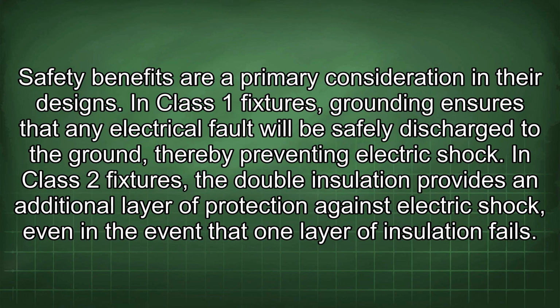Safety benefits are a primary consideration in their designs. In Class 1 fixtures, grounding ensures that any electrical fault will be safely discharged to the ground, thereby preventing electric shock. In Class 2 fixtures, the double insulation provides an additional layer of protection against electric shock even in the event that one layer of insulation fails.